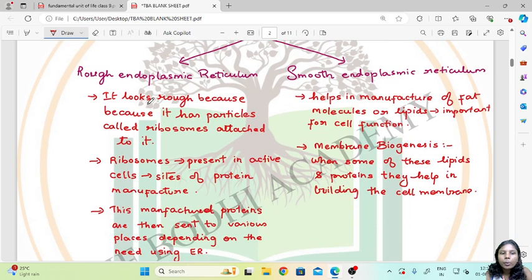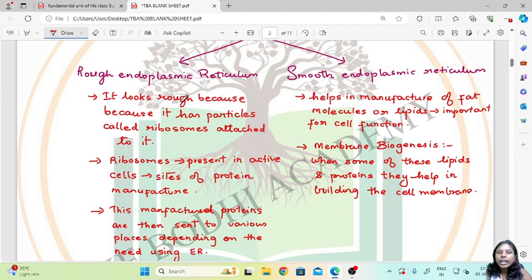Talking about the rough endoplasmic reticulum, firstly it looks rough because it has particles called ribosomes attached to it. So it has some external features, like tiny tubes coming out.